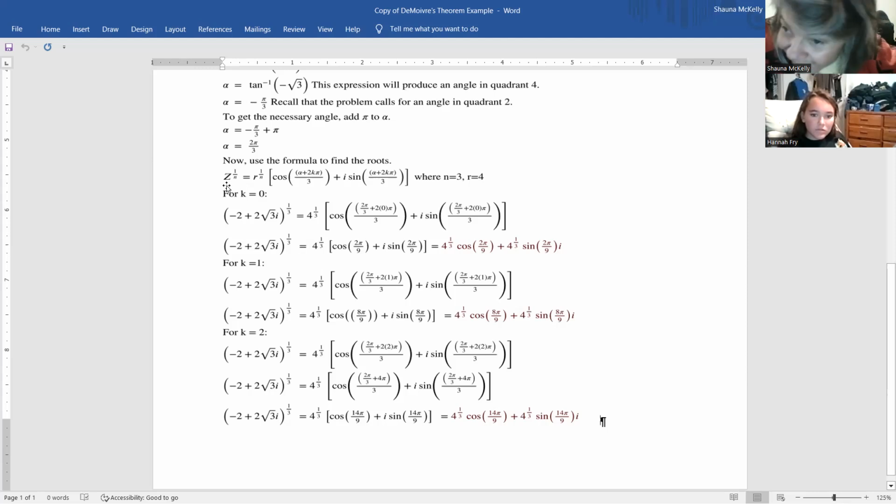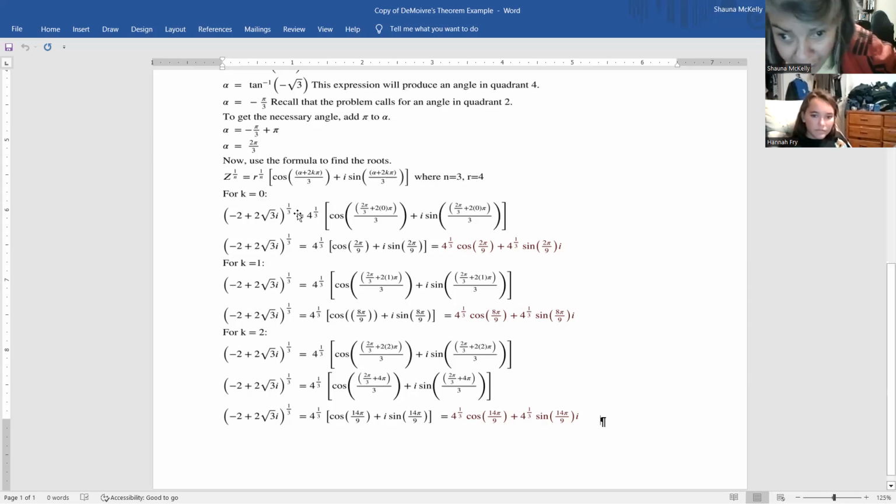There it is. z to the 1 over n is equal to r to the 1 over n times the cosine of alpha plus 2k pi over 3. Now, where did the 3's come from? They came from the n, which is 3, because we were doing third roots. It seems like a half hour ago that we read that, but we were doing third roots in the problem. I wrote this for you: n is 3 and r is 4. The 3 comes from the index, and r is 4 came from our calculation of r earlier.